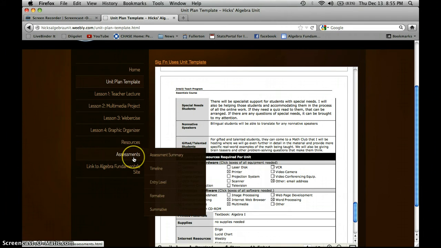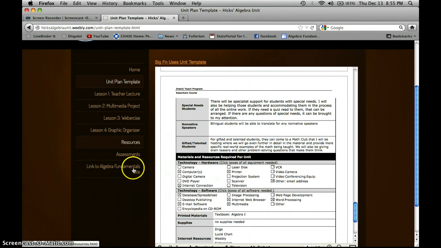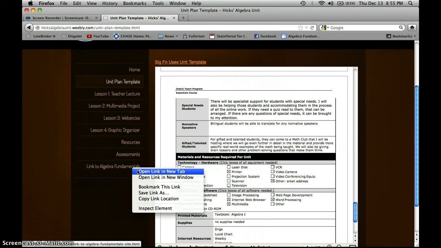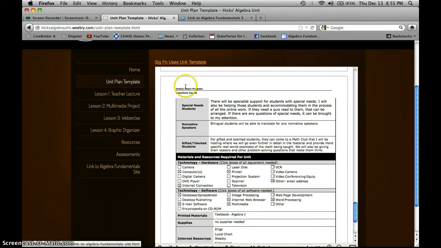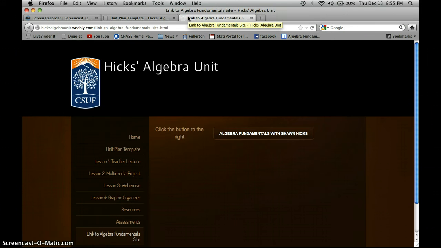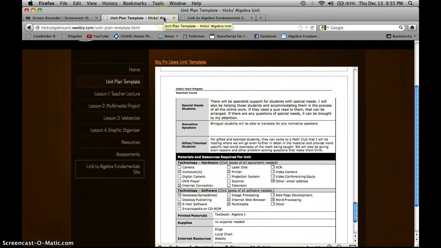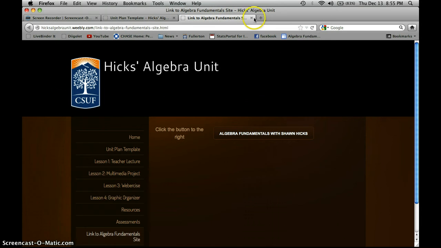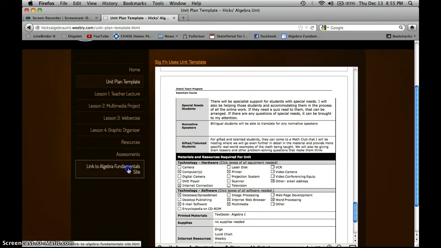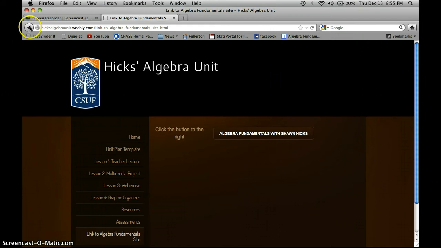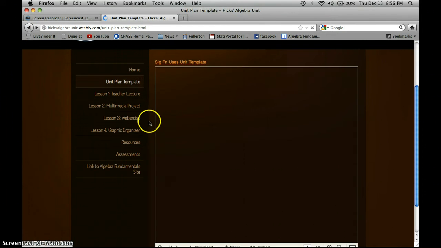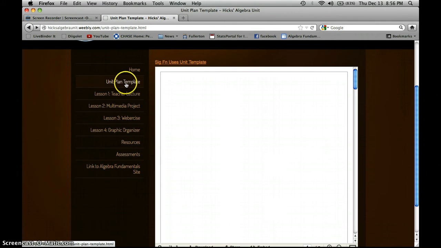For assessments, well, first before we get into assessments, there's this link to my Algebra Fundamentals site, so if they click on that, we can open that in a new tab. Well, that linked them to the wrong site. I'm going to have to change that later. It's supposed to link them to my other website. I'll fix that later, right after this.